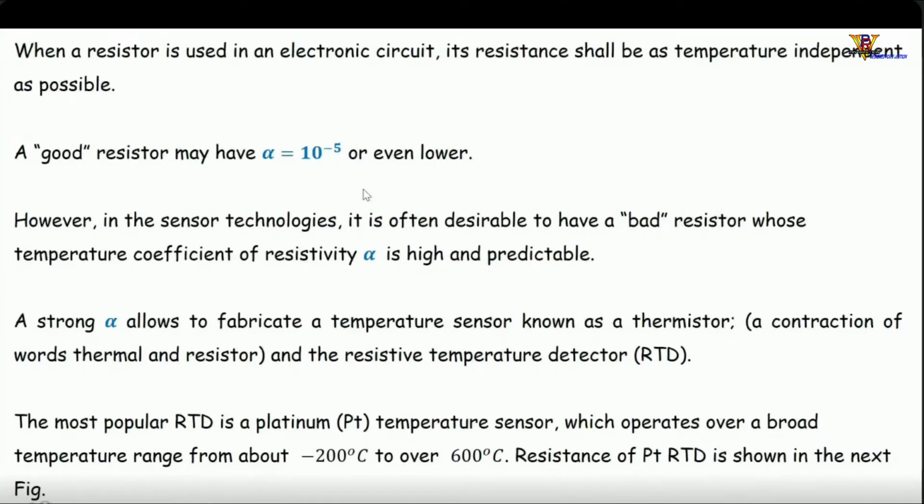But things are totally opposite in the case of sensor technology. It is often desirable to have a bad resistor whose temperature coefficient of resistivity, that is alpha, is high and predictable.